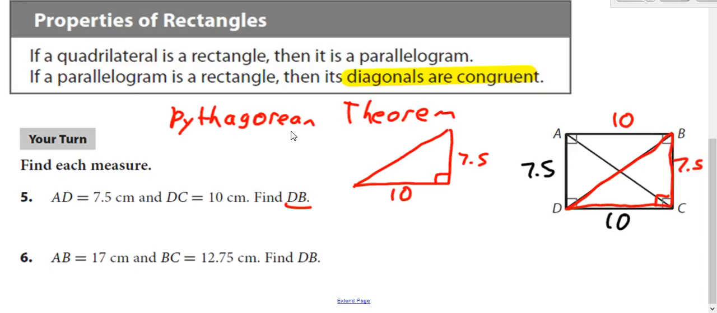Which works for right triangles, and it just says that the hypotenuse squared equals the sum of the 2 legs squared. Usually better known as a squared plus b squared equals c squared. Square the 2 legs, add them together, that equals the hypotenuse squared. So that means we can find this side up there. We could call it x, we could also call it c if you wanted to.